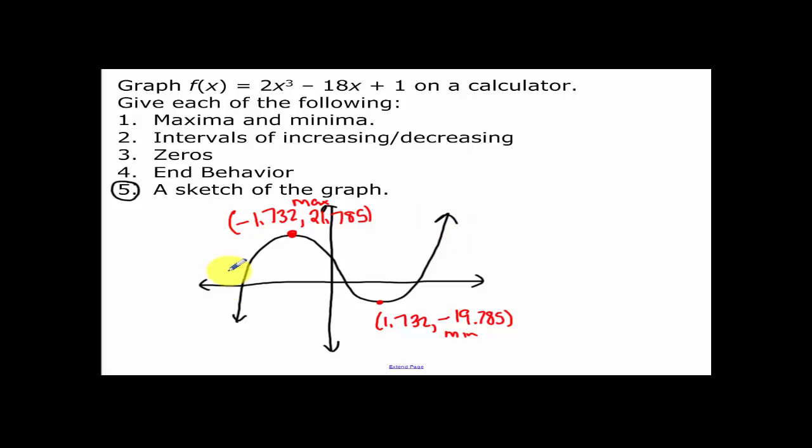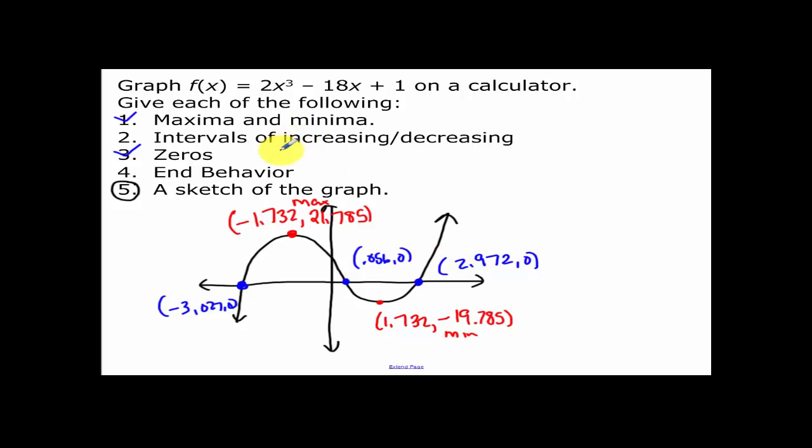Now the zeros, we went through and found all the zeros. Finding those zeros, we got (-3.027, 0) and (0.056, 0), and then our last one is (2.972, 0). Okay, so we've labeled our maximum and minimum on our graph. We've labeled our zeros.